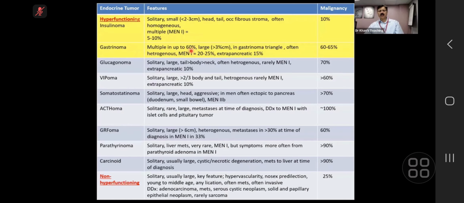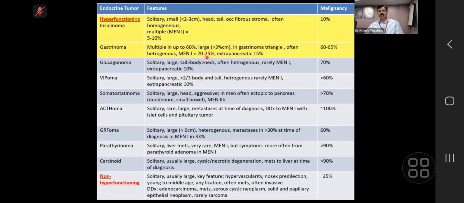Concept to remember, they can be multiple in 60%. The concept of the gastrinoma triangle is a key exam concept. Please remember that gastrinomas might be within the pancreas and they might be outside the pancreas, within an area which we call the gastrinoma triangle. Because they can be multiple, you might pick up one, then the examiner is expecting you to pick up another one.